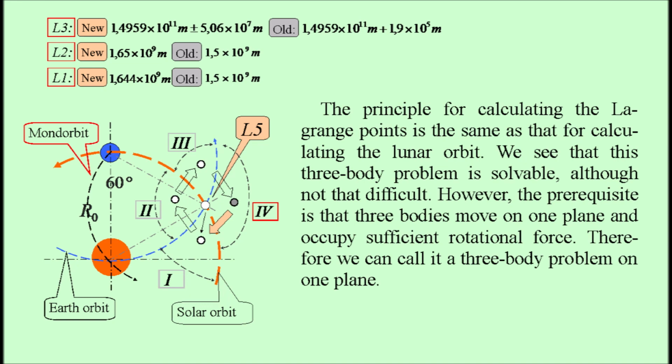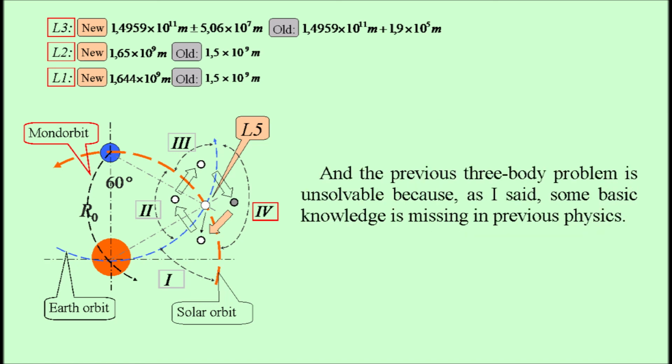The principle for calculating the Lagrange points is the same as that for calculating the lunar orbit. We see that this three-body problem is solvable, although not that difficult. However, the prerequisite is that three bodies move on one plane and possess sufficient rotational force. Therefore we can call it a three-body problem on one plane. And the previous three-body problem is unsolvable because, as I said, some basic knowledge is missing in previous physics.